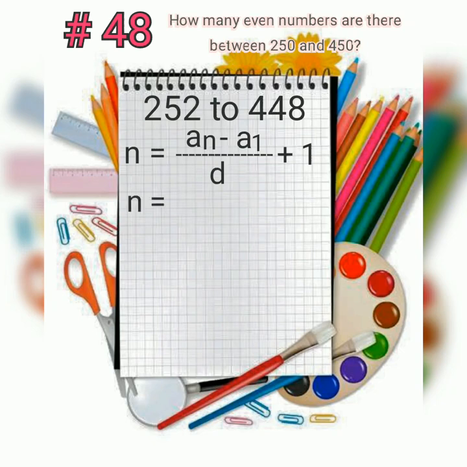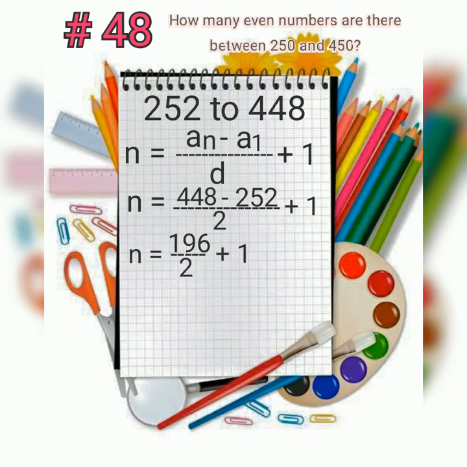So n is equal to 448, which is the last term, minus 252, which is the first term, all over the common difference, which is 2, plus 1. So n is equal to 196 over 2 plus 1, and 196 over 2 is 98, plus 1 is equal to 99. Therefore, there are 99 even integers between 250 and 450.